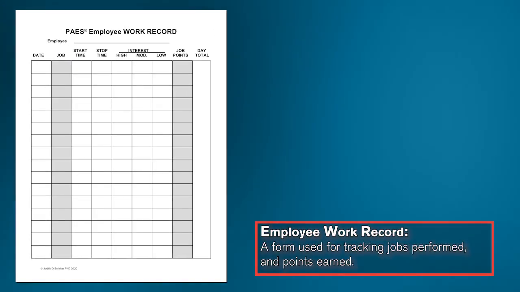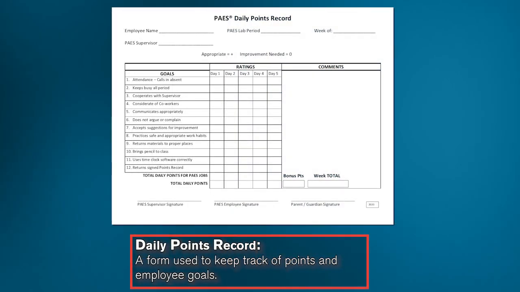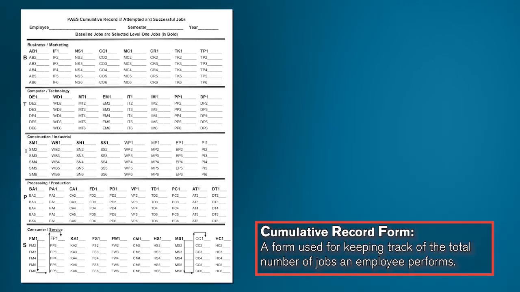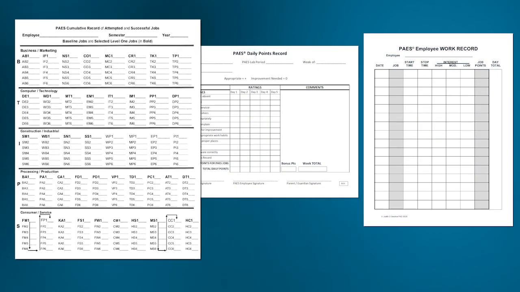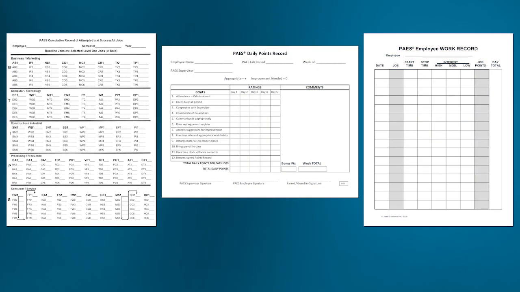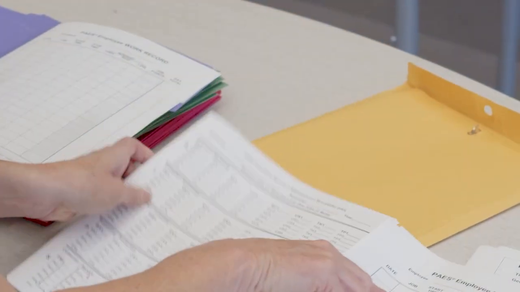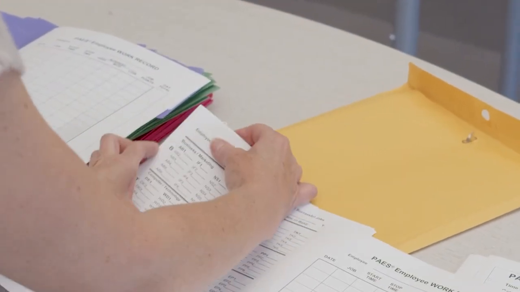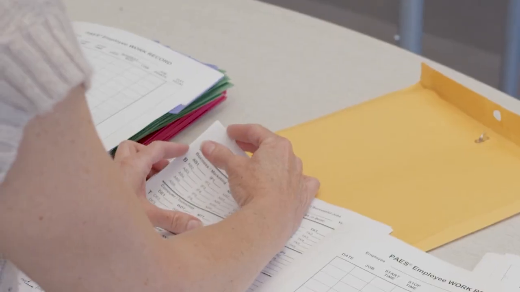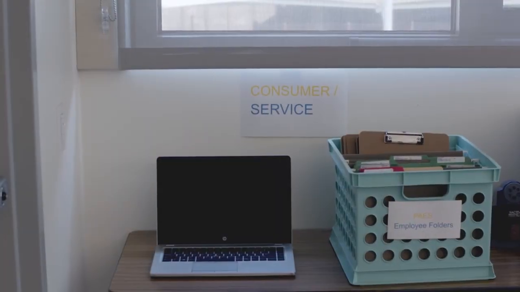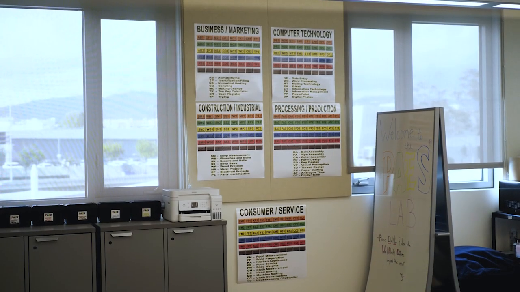The employee work record keeps track of jobs performed and points earned. The daily points record keeps track of points and employee goals. And finally, the cumulative record form keeps track of the total number of jobs performed successfully. This is an optional paper form when using PAES Scan, as the cumulative record is built into the app. Using these forms, let's make a folder for each of you as if you were employees. Please write your name on the folder's tab and place them at the check-in station near the front door of your lab. We'll use these in the next video.